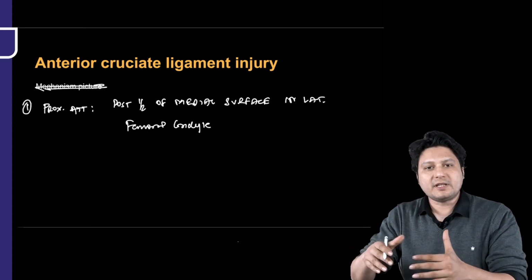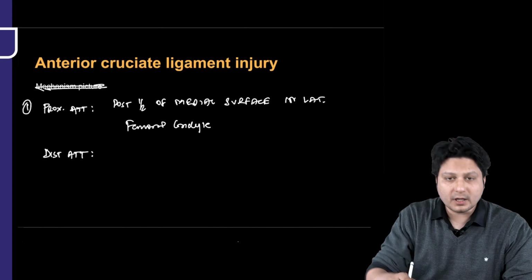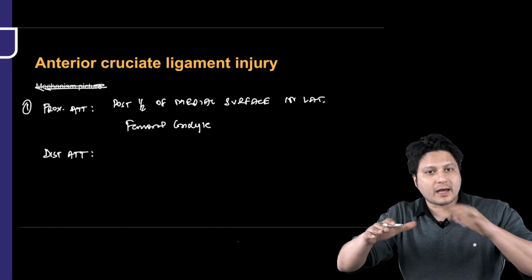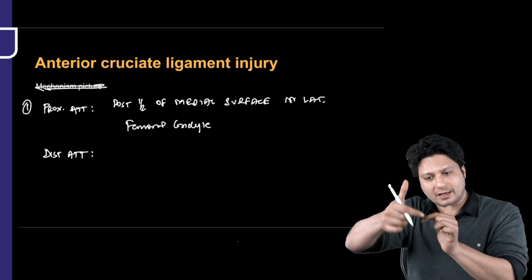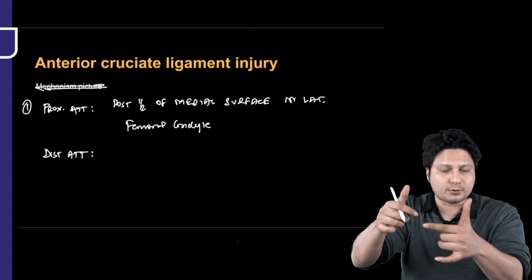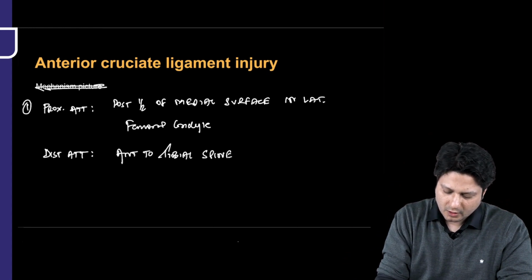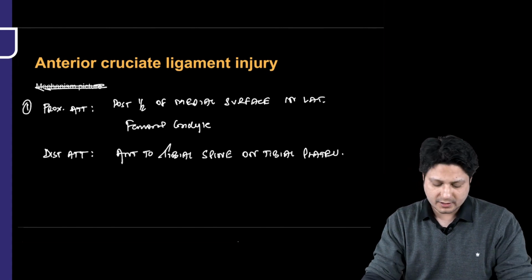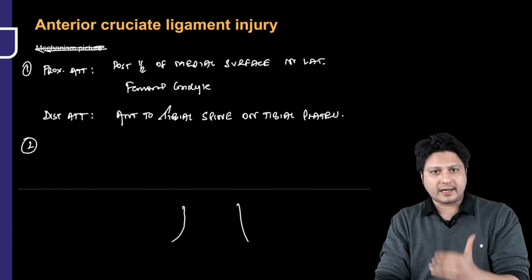Next, what is going to be the attachment on the distal aspect? The distal attachment is going to be on the tibial plateau. In the tibial plateau, we have a bony projection in the form of the tibial spine. One ligament is attached anterior, the other is attached posterior. So the ACL will be attached anterior to the tibial spine on the tibial plateau. This is how the anterior cruciate ligament is attached. So this is point number 1, the attachment.